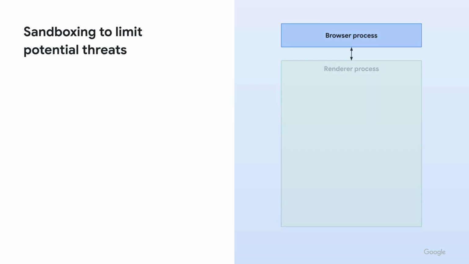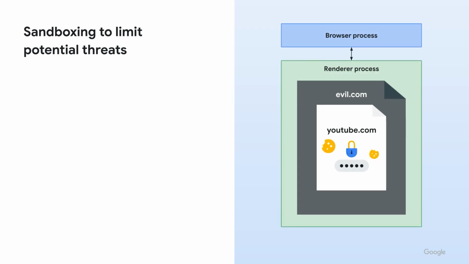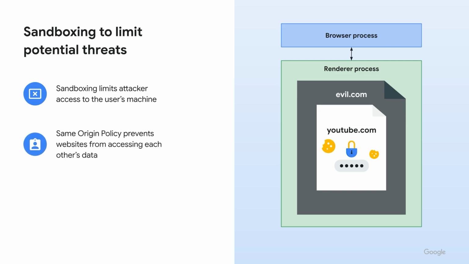Chrome runs all web content within low-privilege sandboxes to limit a potential attacker's access to the user's machine. The goal of site isolation is to also use the sandbox to protect websites from each other. Websites are typically not allowed to access each other's data inside the browser, thanks to code that enforces the same origin policy within the renderer process.